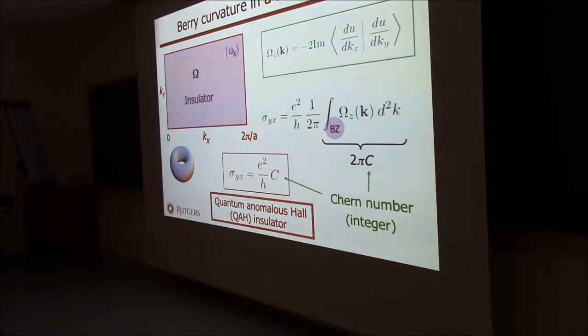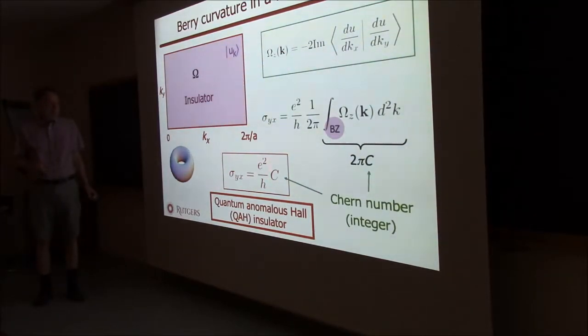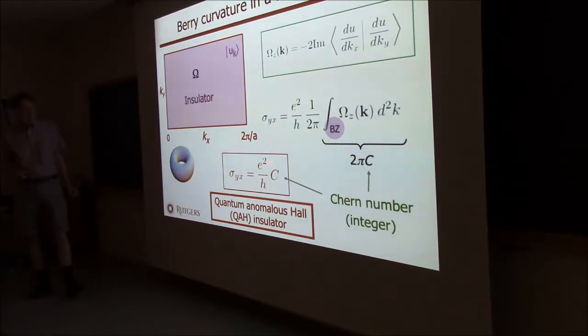It's always an integer, right? And it's always an integer because if each thing you add up is an integer, then the total is also an integer, if the bands are fully filled. Yeah. And as you probably know, there's such a thing as the fractional quantum Hall state. There is also a fractional quantum anomalous Hall state. So there's a subtlety.